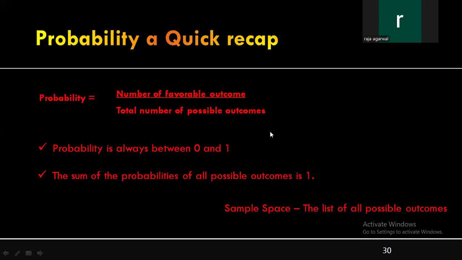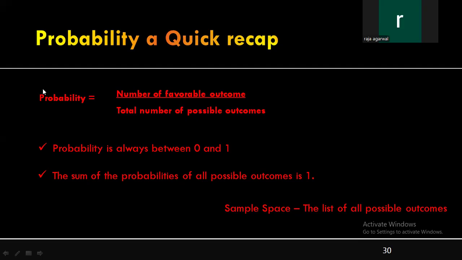So what is that total number of possible outcomes? For example, you are tossing a coin. What are the two possible outcomes here? Either you get a head or you get a tail. So what is the probability that I get a head? Out of the two possible outcomes, there is one favorable. So the number of favorable outcomes is 1 divided by 2, and 1 by 2 is 0.5. There is a 0.5 probability that you get a head. That means the remaining 0.5 probability is for getting a tail. So this is what probability is.